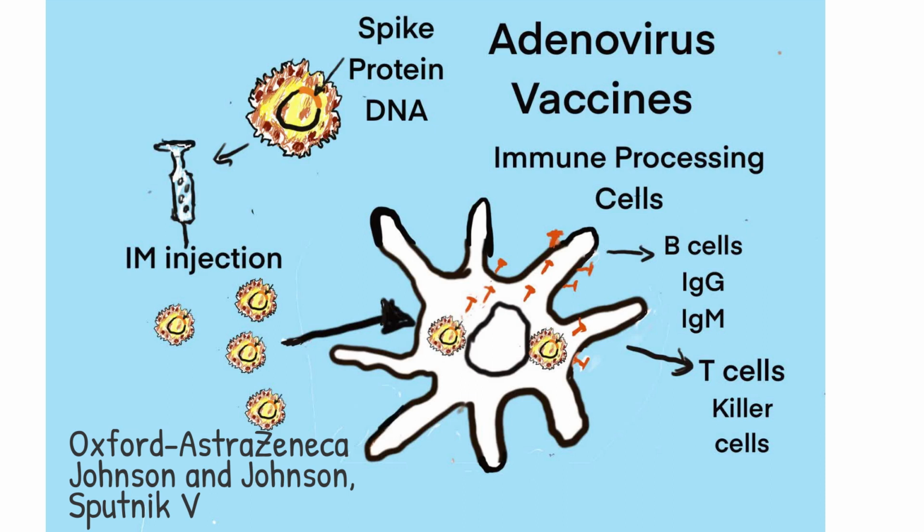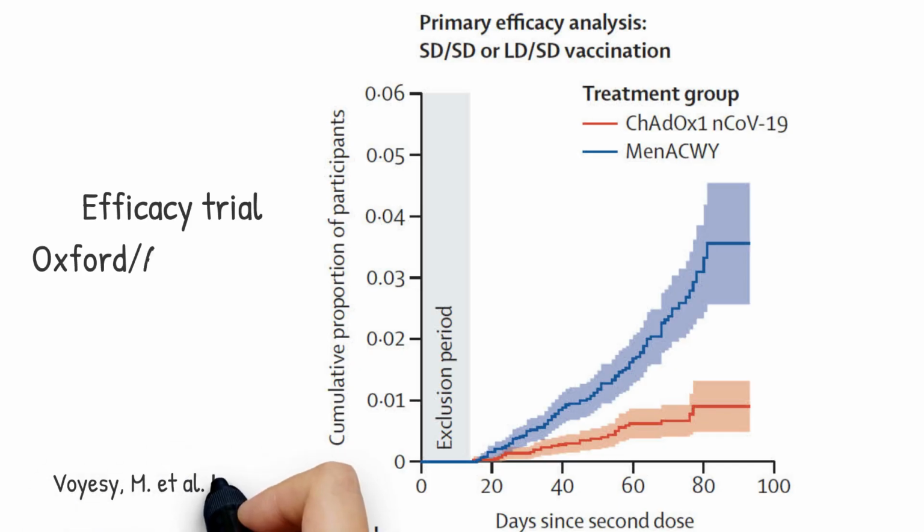The DNA message for the spike protein has been inserted into the virus, and when the virus is injected intramuscularly, it invades immune processing cells where it generates messenger RNA for the spike protein that then guides the synthesis of that protein. Once synthesized, the spike protein migrates to the cell surface where B and T cells generate antibodies and program cells to kill the SARS-CoV-2 virus. These vaccines have also completed phase 3 trials.